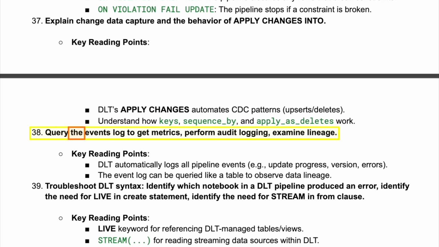38. Query the events log to get metrics, perform audit logging, examine lineage. Key reading points: DLT automatically logs all pipeline events, for example, update progress, version, errors. The event log can be queried like a table to observe data lineage.